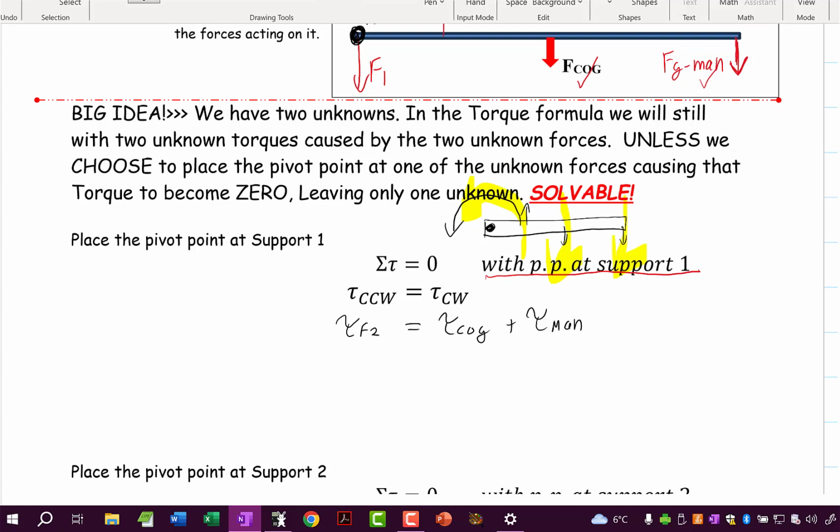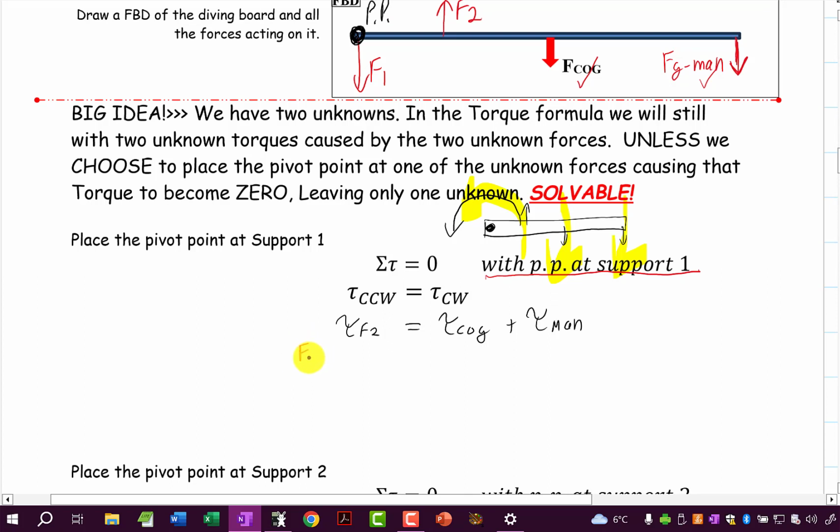Now let's expand these torques into the torque formulas. That's the force of number 2 times the distance to the pivot point times the sine of the angle, equals the force of the center of gravity times the distance times the sine of the angle, plus the force of gravity of the man times the distance times the sine of the angle. Because that's the torque formula: force, distance, sine theta.